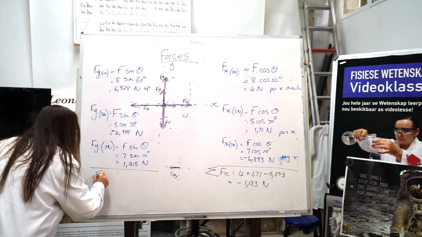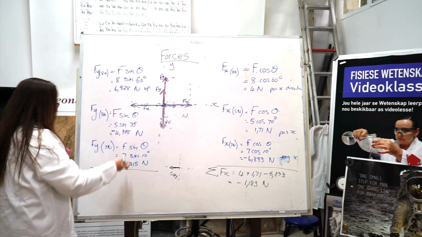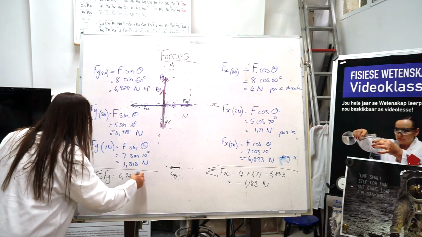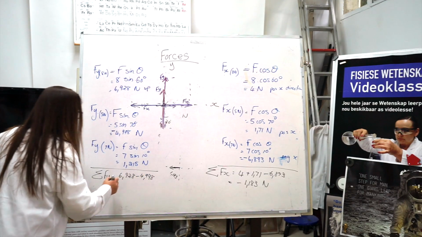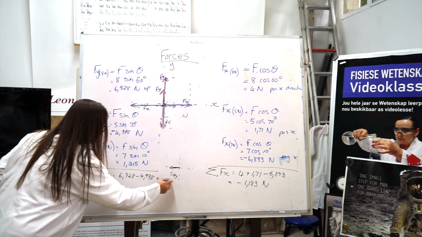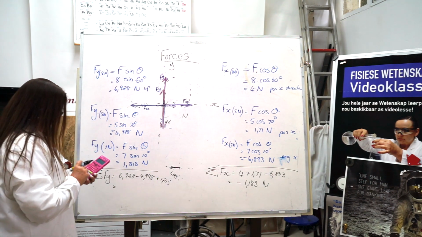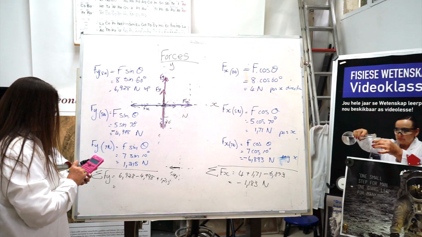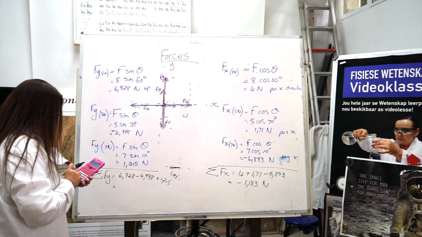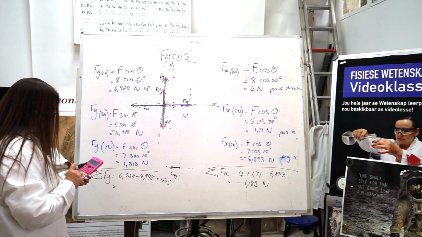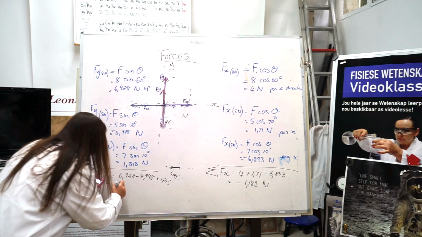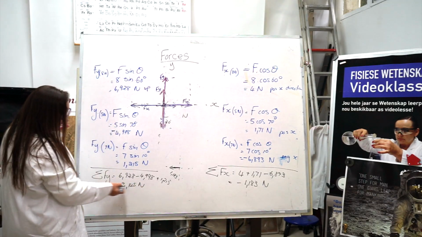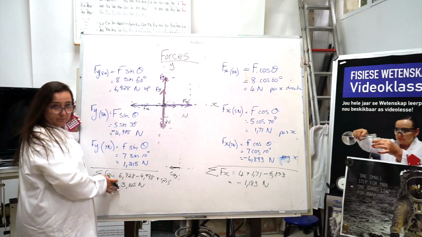So we're going to say, what is the sum of all the y components? So I'm going to add them up. So it's 6,928 minus 4,998 plus 1,215. All right, let's get the sum of that. And that gives me then 3,145 Newton. I hope you can see that is in the positive direction because I'm ending with a positive.